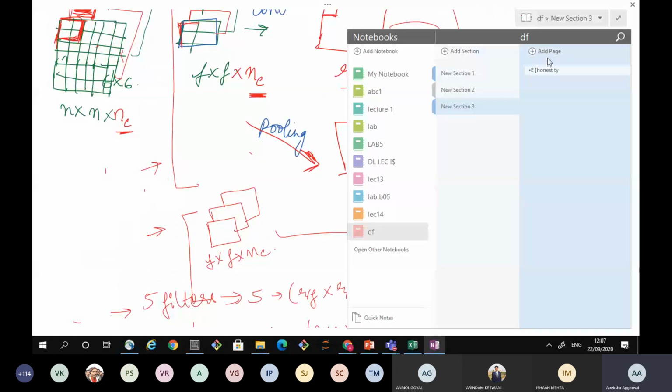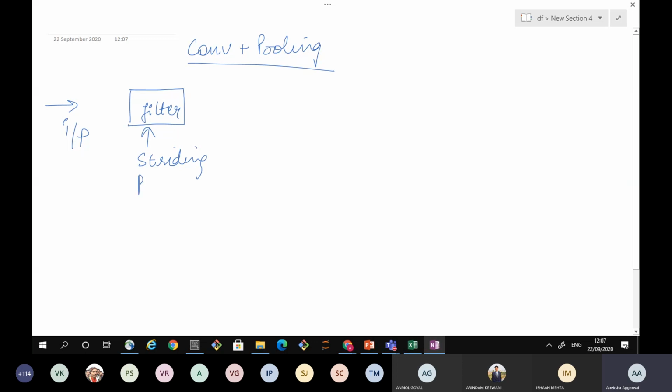Okay, I'll make it on the next page. So convolution and pooling consist of convolution plus pooling, that we discussed in the last class as well. We have some input image and then we apply a filter. In this filter we have striding, we have padding, and finally we get some convolution output. Now we get some image, then we apply the bias and weights, activation and bias.